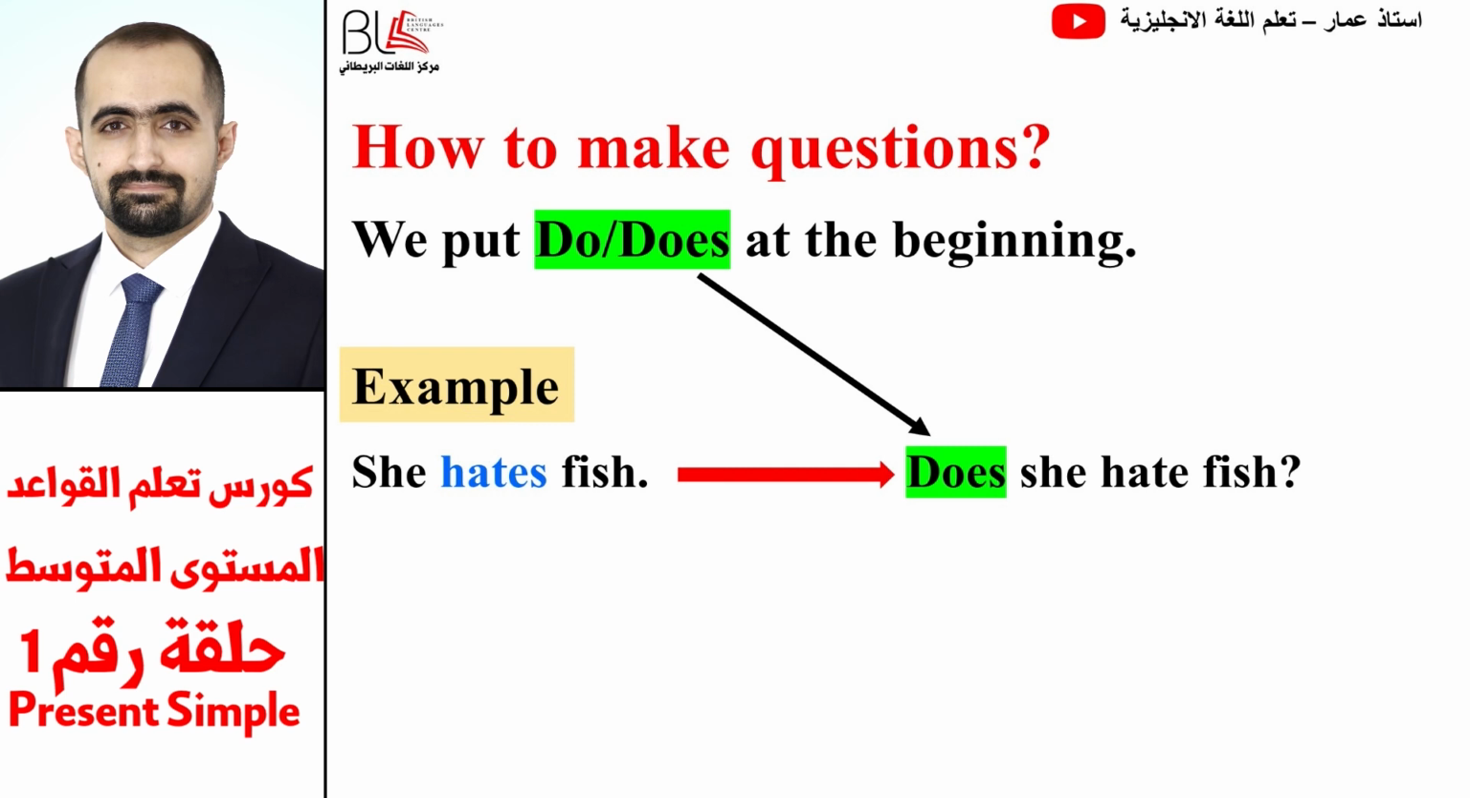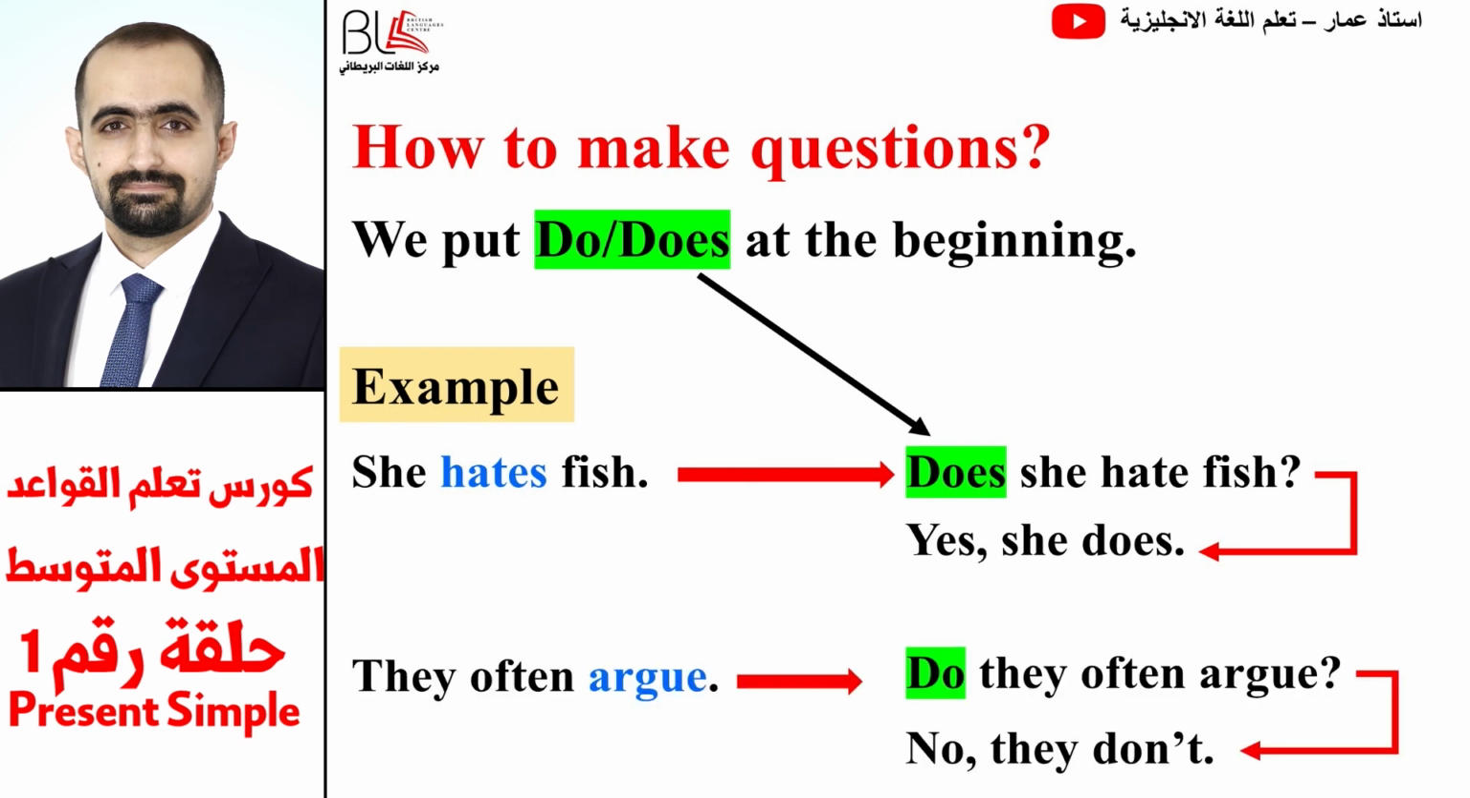وليش اختارنا does؟ لأن الجملة بها she. Does she hate fish? The answer is yes she does. This is short answer. هذا هو جواب قصير. Yes she does. Another example. مثال آخر. They often argue. Do they often argue? وضعنا do لأن لدينا they. Do they often argue? The answer, for example, no they don't.